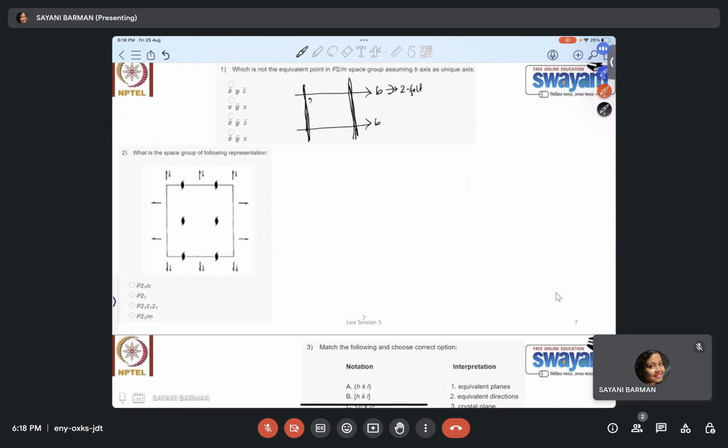Now let me put first the translation related objects. Two-fold rotation means it will go 180 degrees below the plane. Now, a perpendicular m means this is m. Let's say this is b, this is a. So the mirror is parallel to the a axis and perpendicular to the b axis, which means it will be the mirror reflection.